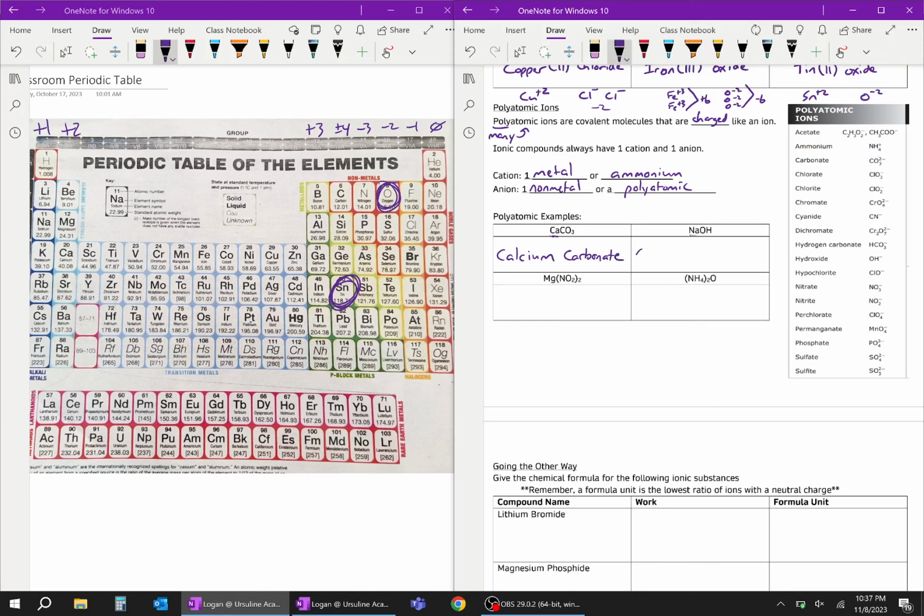The metal for this second one is sodium. I see multiple atoms making up my anion, so I go find it on the list, and it is called hydroxide. This substance is sodium hydroxide. Magnesium is the name of my metal. I see multiple atoms, so I think that's a polyatomic ion. I find NO2. Be careful, don't get NO3 and NO2 mixed up. NO2 is called nitrite.